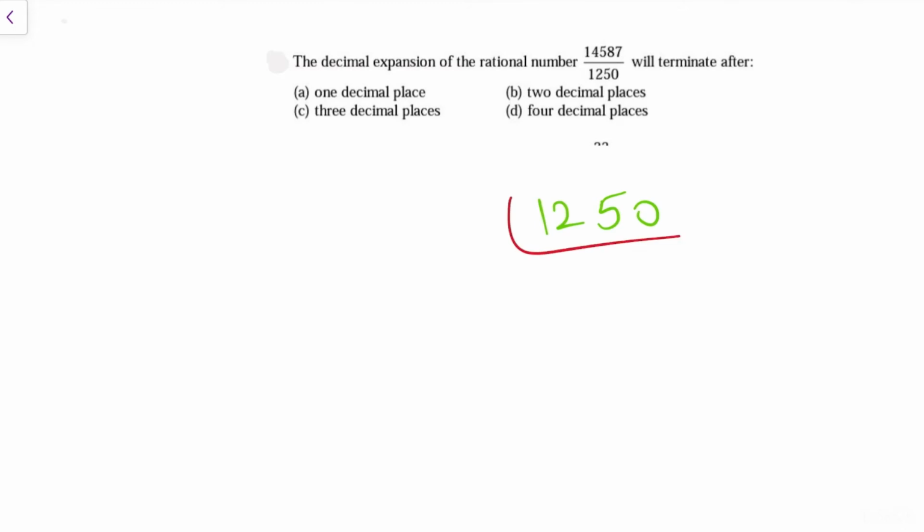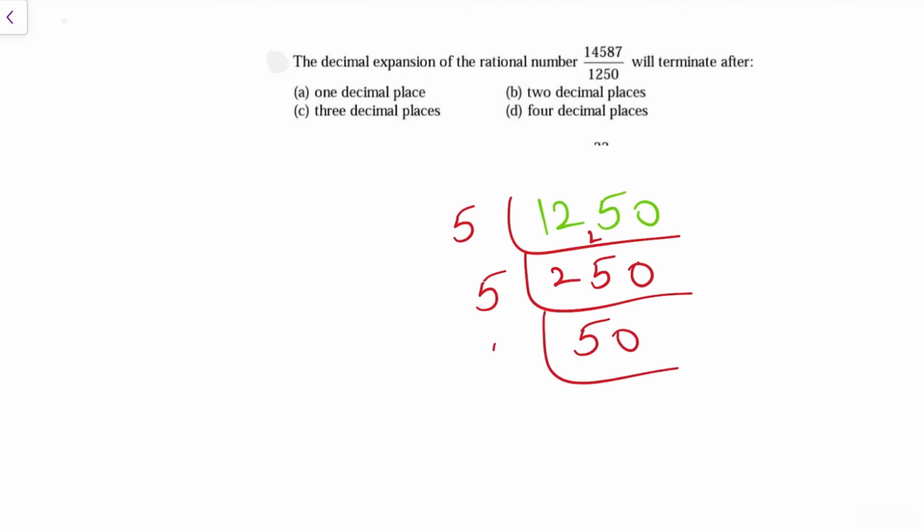Last digit is 0, so it will come in the 5 table. 5 2s are 10, 2 remains. 5 5s are 25, 0 as usual. Again the last digit is 0, it will come in the 5 table. 5 5s are 25, 0. Again it will come in the 5 table. 5 10s are 50, 5 2s are 10. Now if we write the prime factorization of 1250, 5 is there 4 times, so 5 power 4, into 2 is there only 1 time, so 2 power 1.